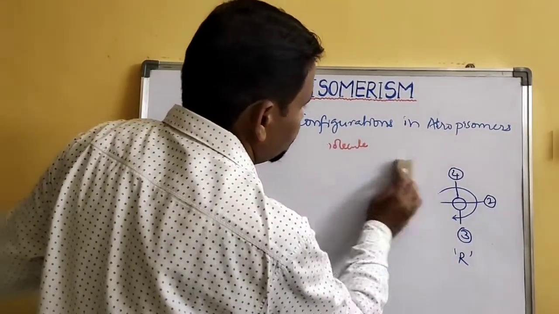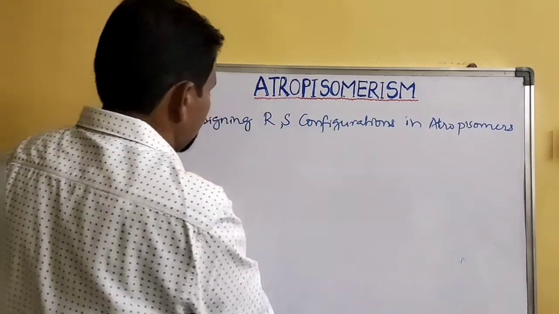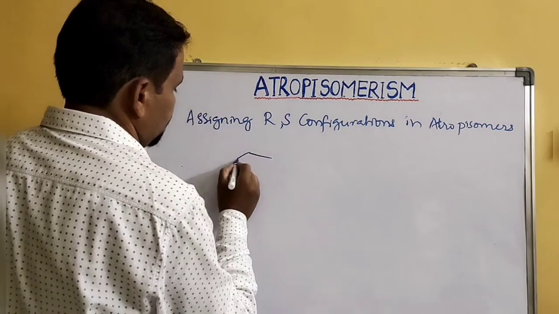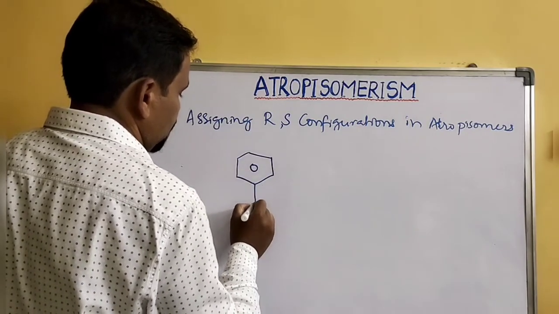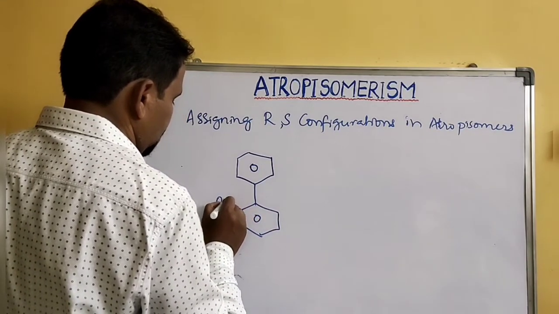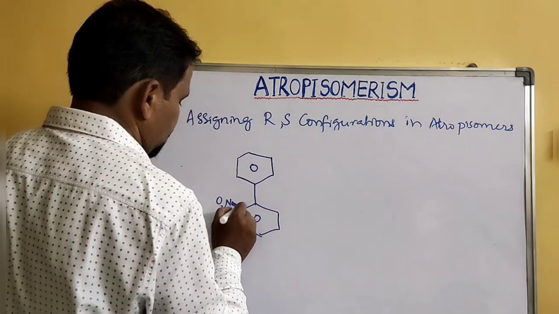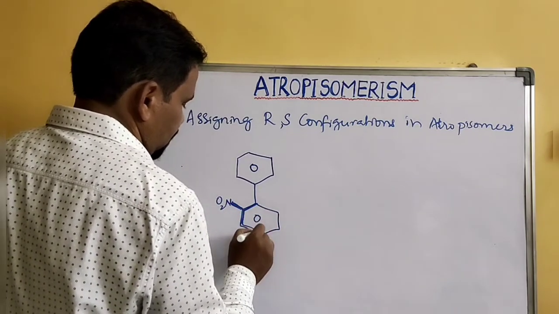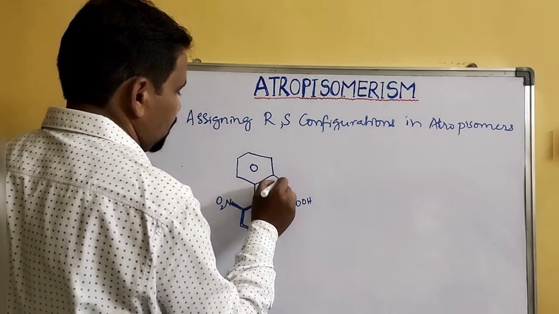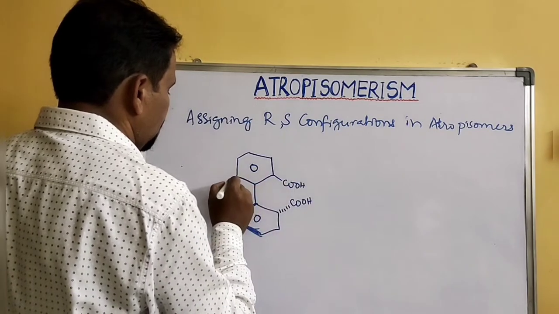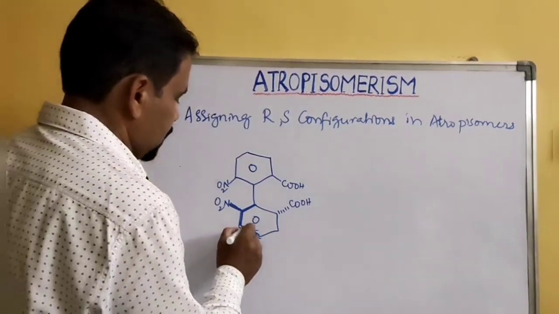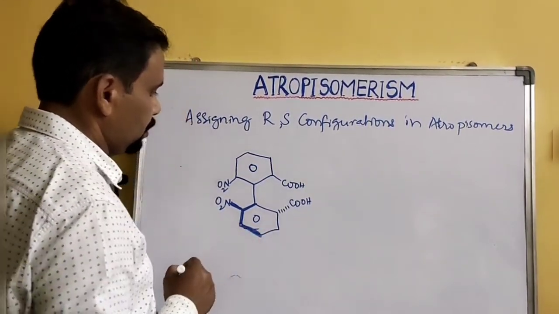Okay, so we'll solve some more examples. Suppose this is another example which has COOH, carboxylic acid, COOH and NO2. How can we assign the RS configuration for this?